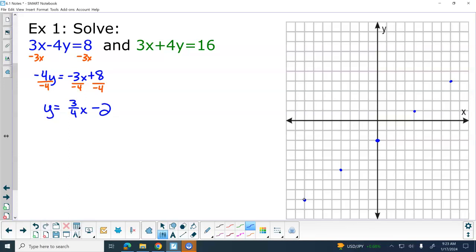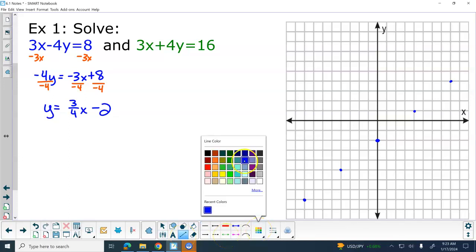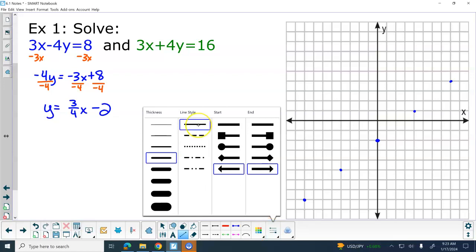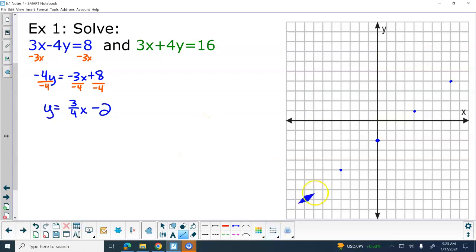Remember back first semester when Mr. Roth and I were telling you you've got to draw your lines all the way across your graph? That was specifically for today. We want to draw our lines all the way across the graph because we don't know where that intersection point is going to happen. So then we can draw in our line now. I'm going to make mine blue and solid, all the way across.